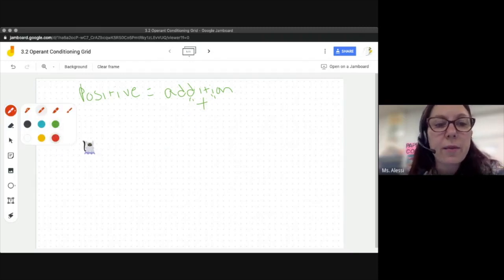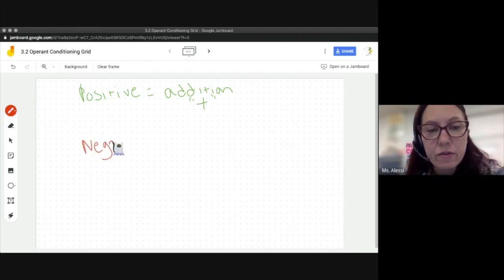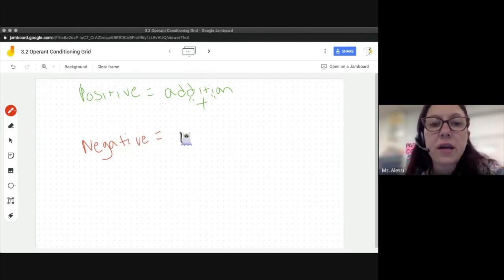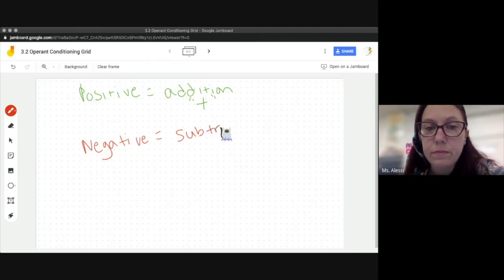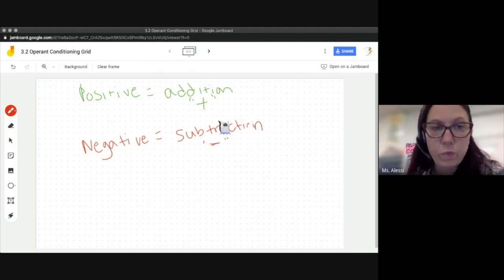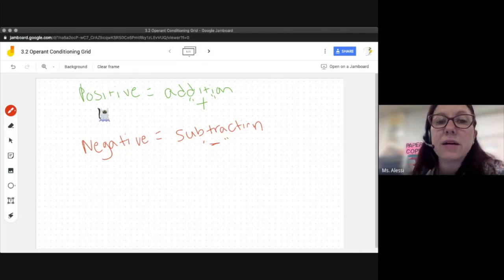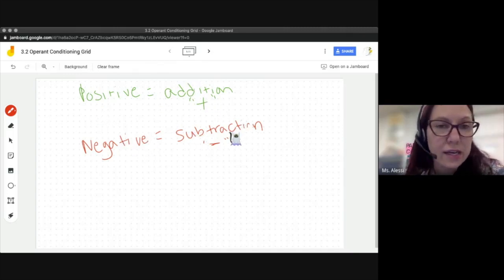Then when I'm talking about something that's negative, I'm not talking frowny face. I'm talking the math issue, right? So what do we do in math when we're doing something that's negative? We subtract it. So then I'm looking at subtraction. That's going to give me something that's negative, right? So in this case, positive is always something that's adding to, negative is something that's subtracting.